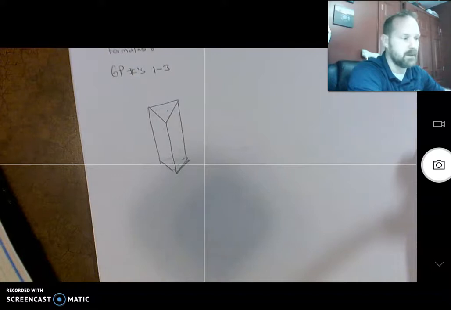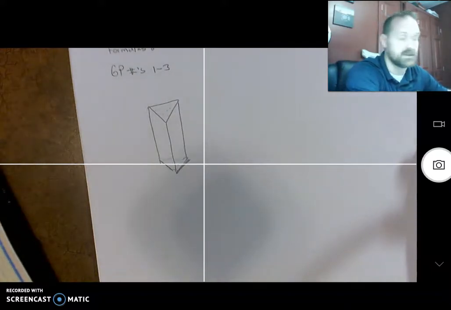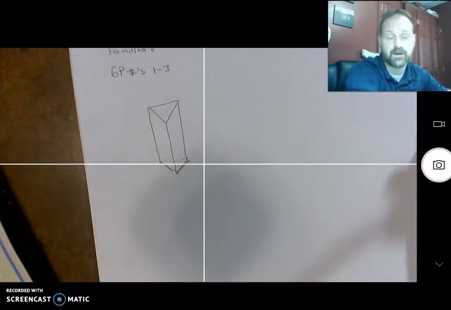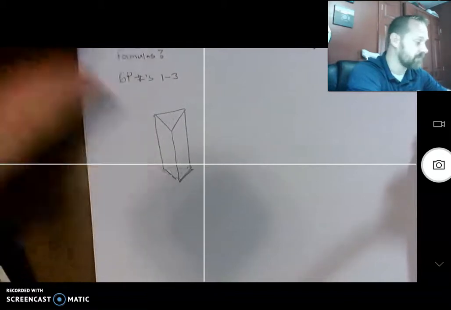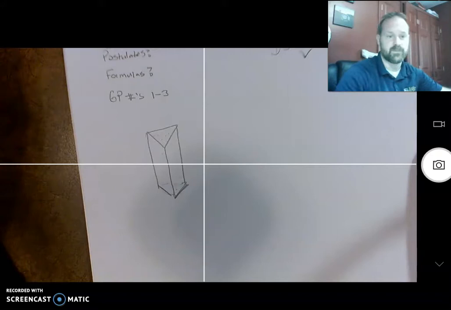If it's hexagonal, then it'd be a hexagonal prism, pentagonal prism, etc. That's telling you that the congruent bases are, in that case, a pentagon. Okay, so let's go to guided practice number 1. Take a look at that one in your book.